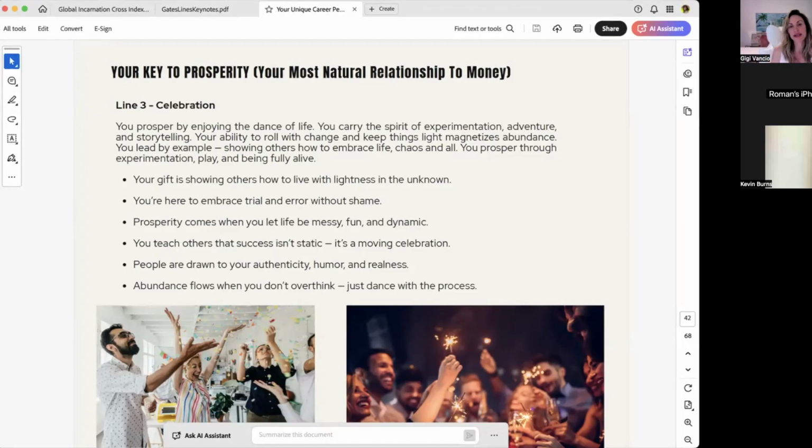And so line 3 is always going to be about that trial and error. The energy of line 3 in celebration of the prosperity key is just celebrating the small wins along the way. And I can see how that's really important for myself as a line 3, because I'll do something and accomplish something and then I need to move on right away and do the next thing and the next thing and the next thing.